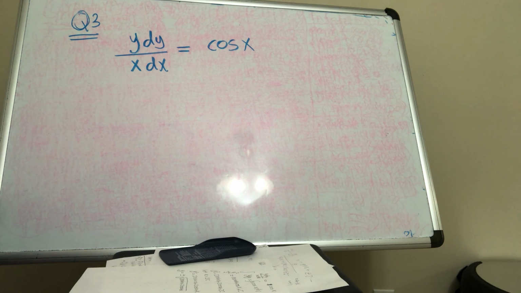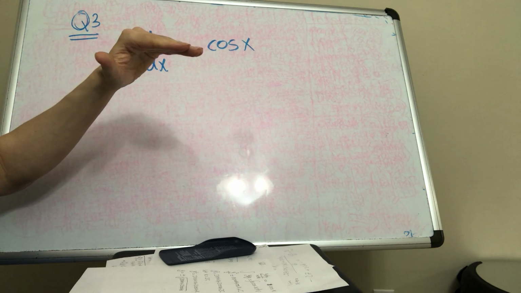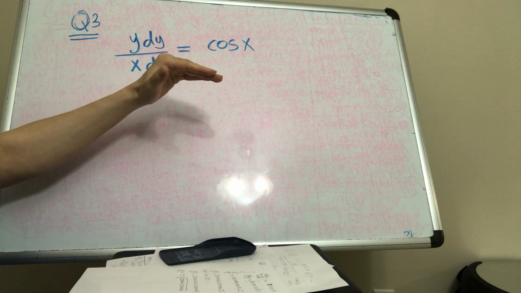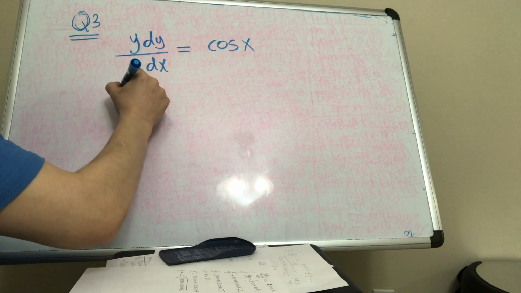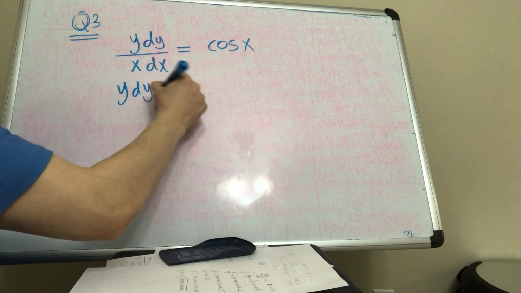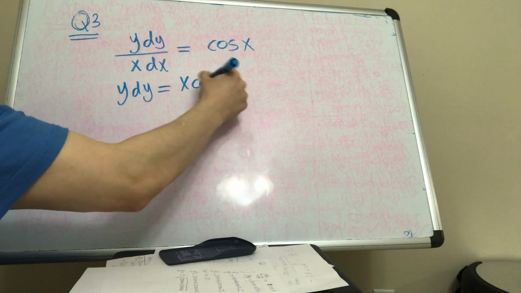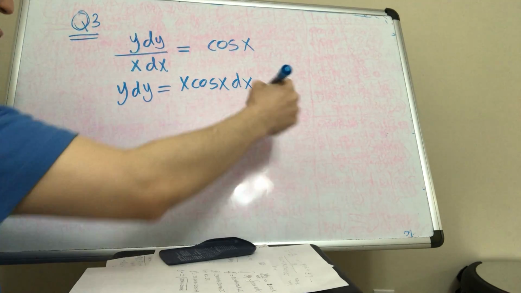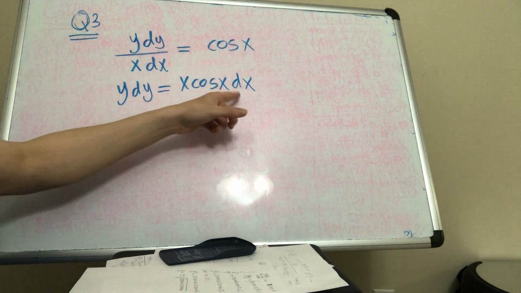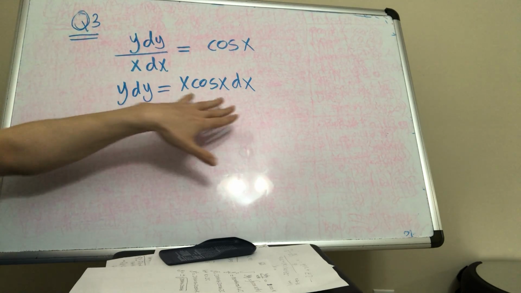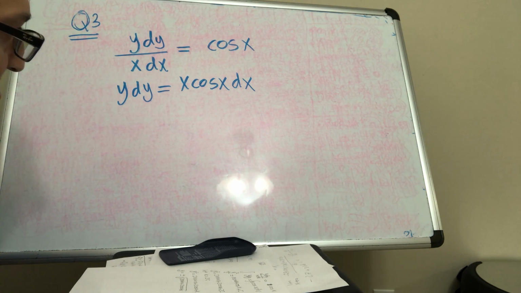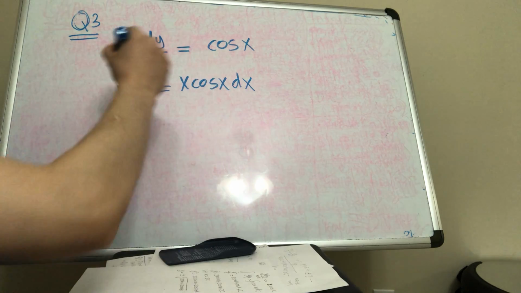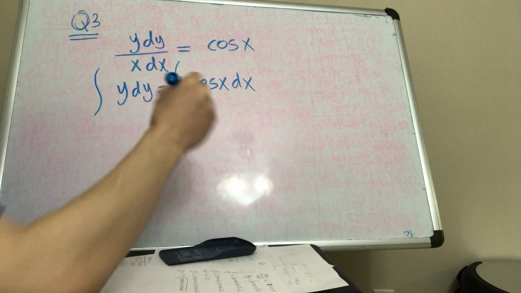So again, when we solve, you've got to have the dx and the dy on the top, x's with x's, y with y. So we start with cross multiplication. y dy equals x cosine x dx. So we have the dy and the dx on top and the x's together, so we're good. Now, in order to do this, we need to integrate both sides of the equation.